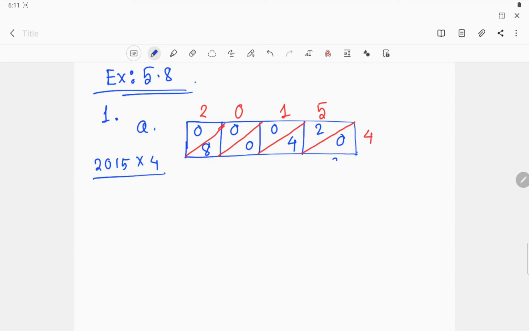So 0, 4 plus 2, it will be 6. 0 plus 0, it will be 0. 0 plus 8, it will be 8, and 0, it will be 0. So our product is 8060, right? So this is our required product.